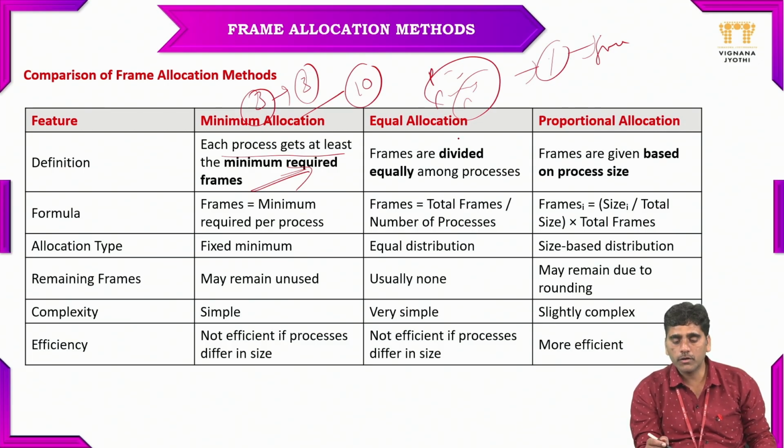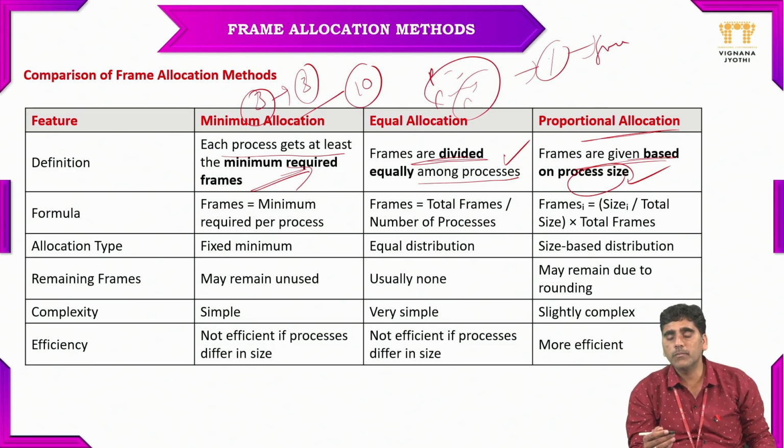And in equal allocation, frames are divided equally among all the processes. And in proportional allocation, frames are given based on process size. As we already said, a larger process takes more frames, and a smaller process takes fewer frames. That is why frames are given based on process size.